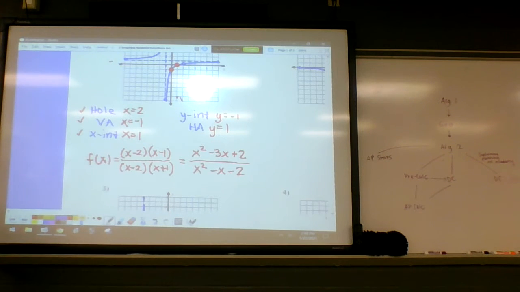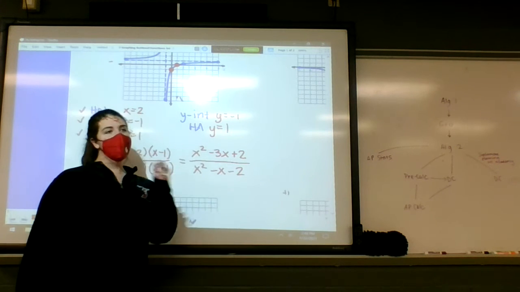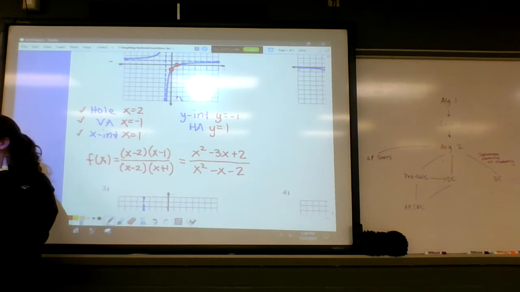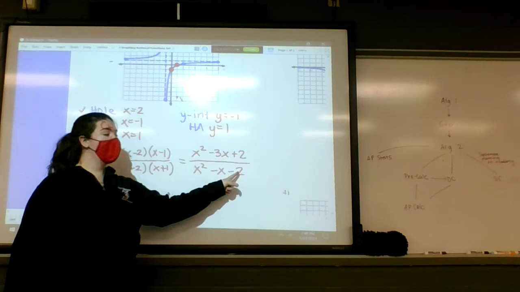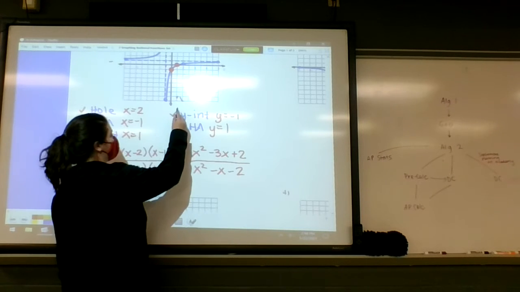Yes? Good? Awesome. All right, so then the question is, is the y-intercept at -1 already, or do I have to do something? It's already at -1. How do we know? It would be 2 over -2, and 2 over -2 is -1. So check, that's already in the right spot.